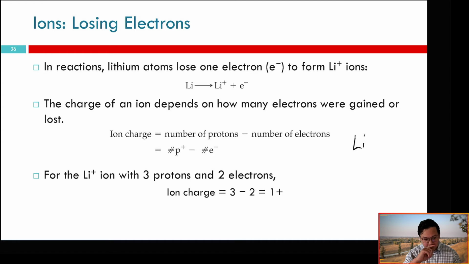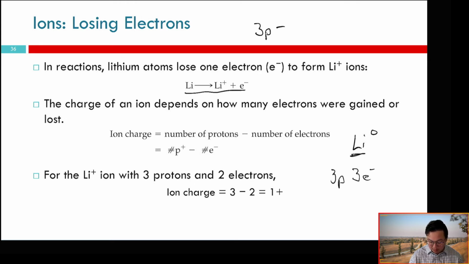So you see lithium. Neutral lithium has 3 protons. I'm just going to abbreviate it 3p. And neutral lithium is going to have 3 electrons, right? Because our charges cancel out, and so we end up with lithium with a 0 charge. So if we have lithium losing 1 electron, then we might write that lithium has 3 protons minus 1 electron.